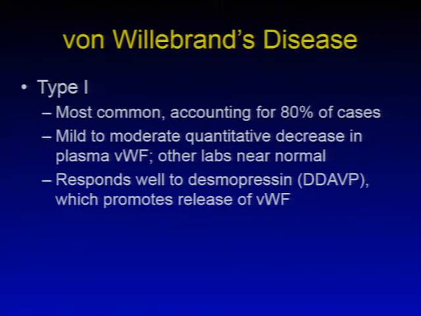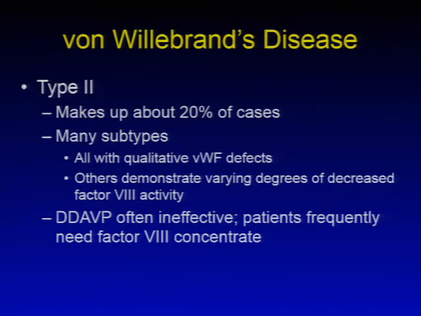Now, type 1 von Willebrand's disease is the most common, about 80% of our cases. There's a mild or moderate quantitative decrease in plasma von Willebrand factor activity when measured, but the other labs are generally normal. And this variant of von Willebrand's disease thankfully responds very well to desmopressin or DDAVP, which very simply promotes release of the von Willebrand factor and leads to usually normal platelet activity.